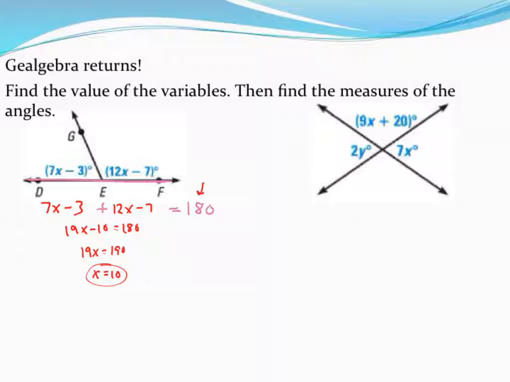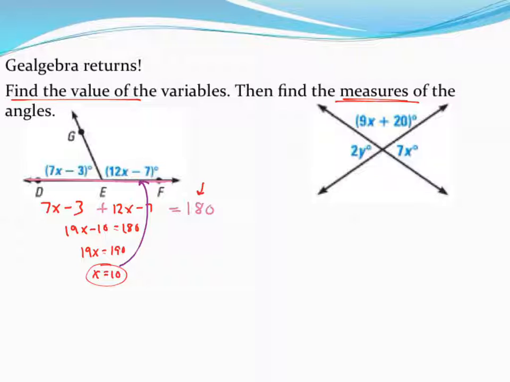Before you get too far with this problem, go back to the directions and notice there were two parts. They asked us to find the value of the variables, which we did. There's only x in this case, it was 10, but they also say find the measures of each of the angles in the problem. So now that I know x is 10, finding the angles won't be too bad, and this is actually a really good way to check your answer.